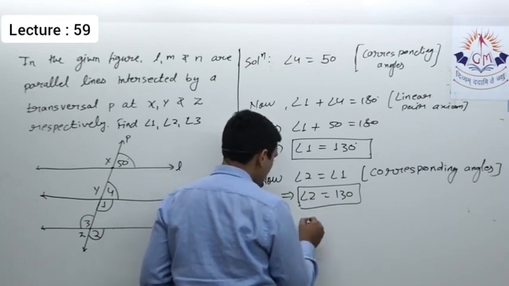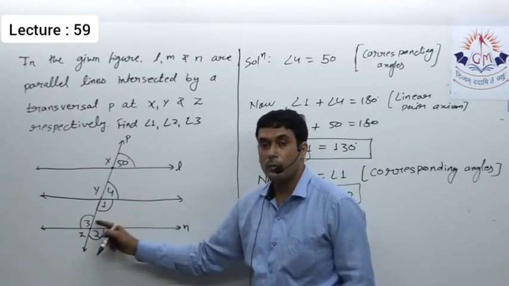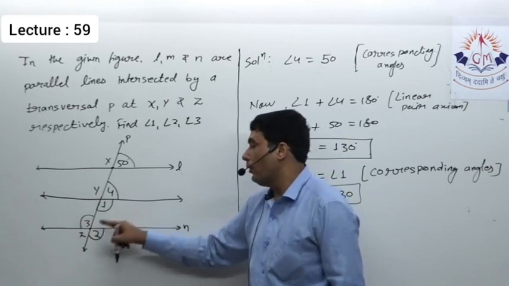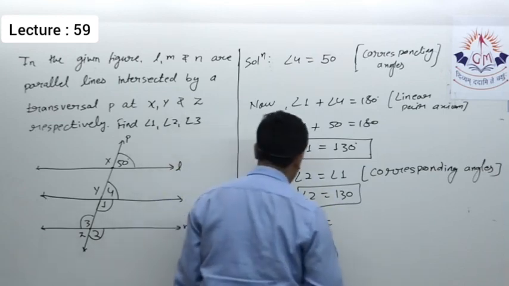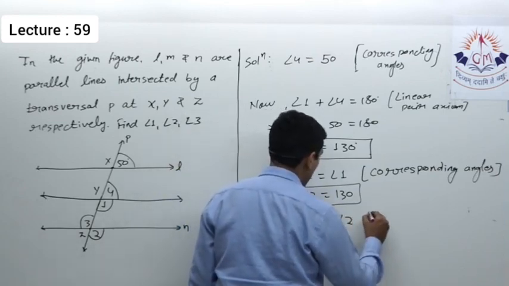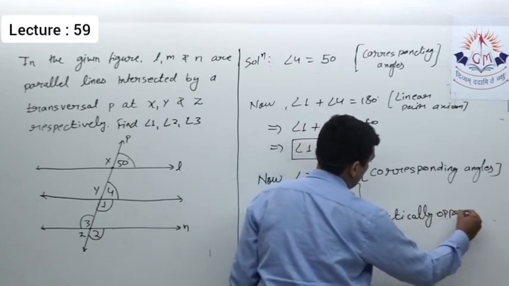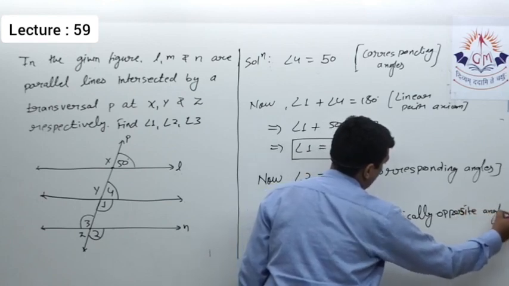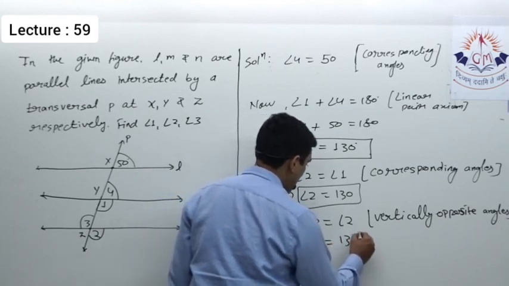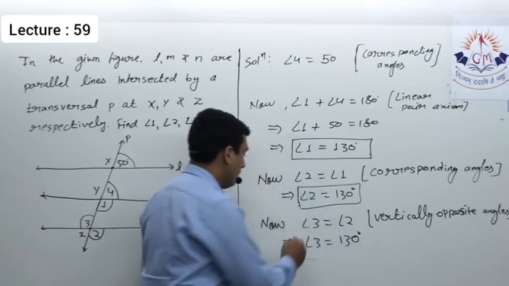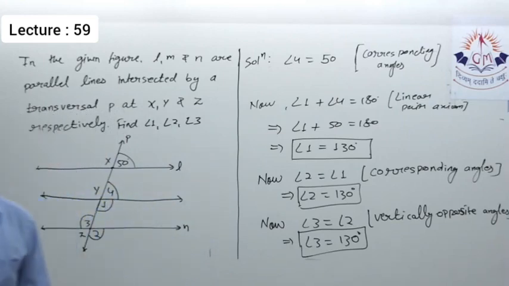Now what about angle 3? I can write angle 3 is equal to angle 1 because of alternate interior angles, or I can write angle 3 equal to angle 4 because of vertically opposite angles. Anyway I can find angle 3. So here I am writing angle 3 is equal to angle 2. Reason? Vertically opposite angles. So here I can say angle 3 is equal to 130 degrees. So here I got the measure of angle 1, angle 2 and angle 3. So please note it down, then we'll see the next question.